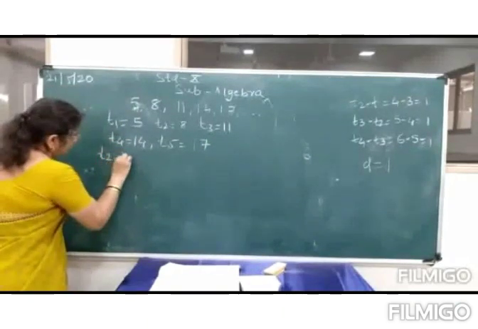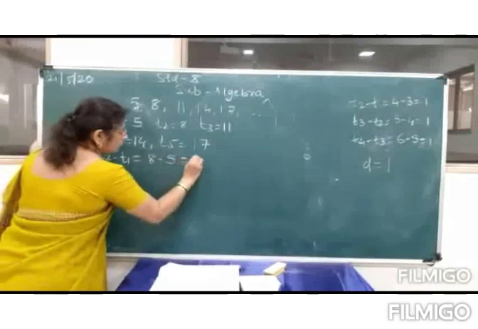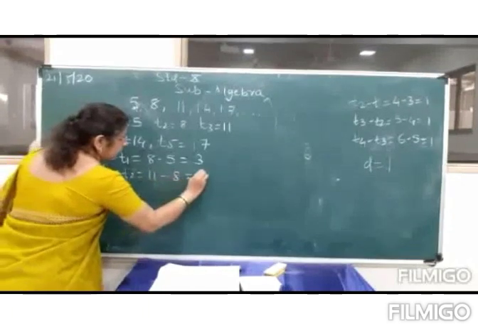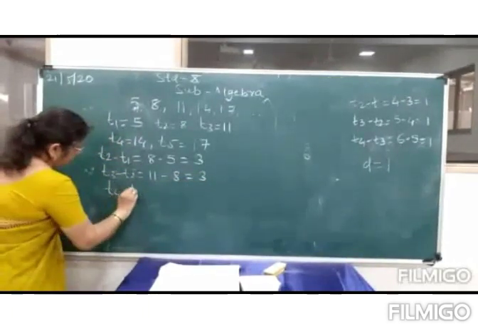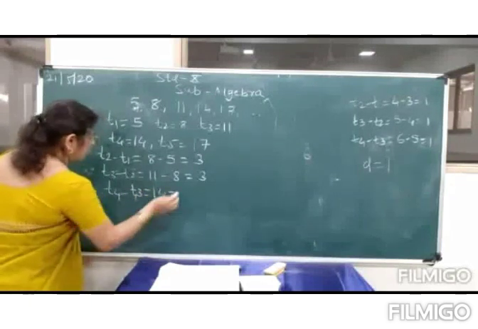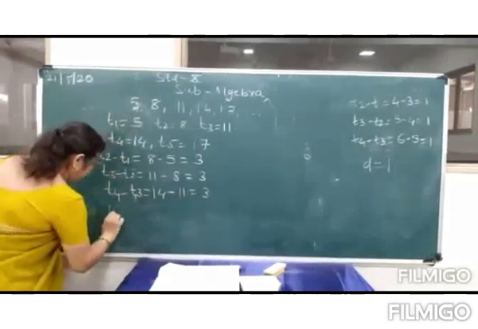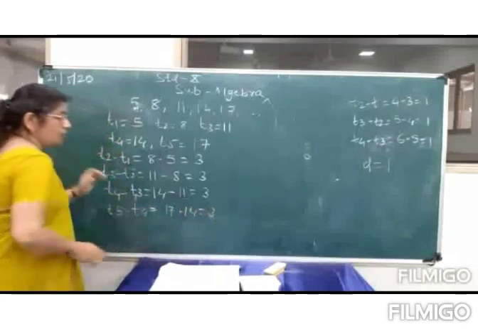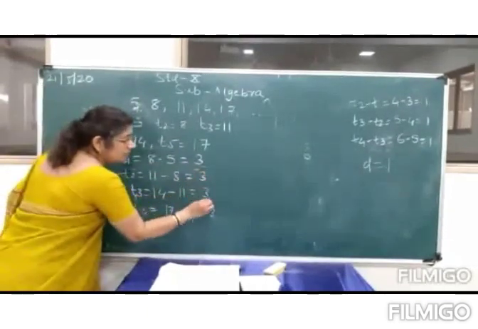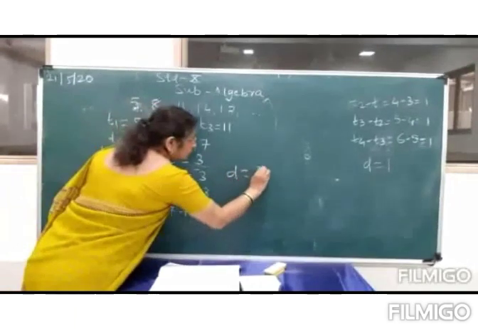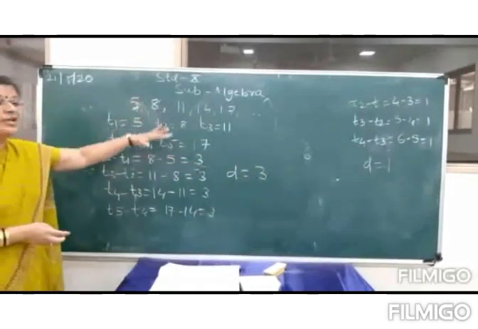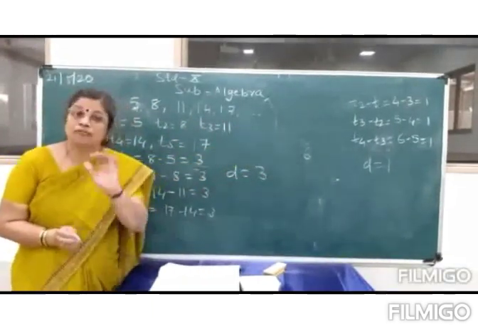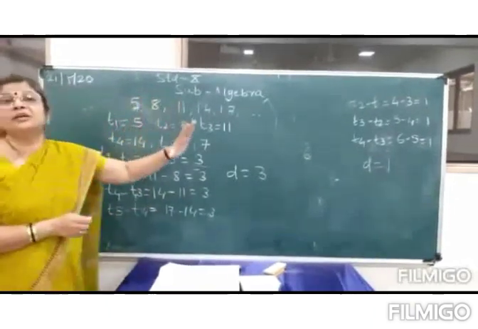Again, T2 minus T1 is equal to 8 minus 5, that is 3. Then T3 minus T2 is equal to 11 minus 8, again it is 3. Then T4 minus T3 is equal to 14 minus 11, so 3. Then T5 minus T4 is equal to 17 minus 14, 3. Again what you will observe here, the value of D is constant, that is D is equal to plus 3. So like that you can find out the constant value D for any sequence. Now this is okay for a particular example.